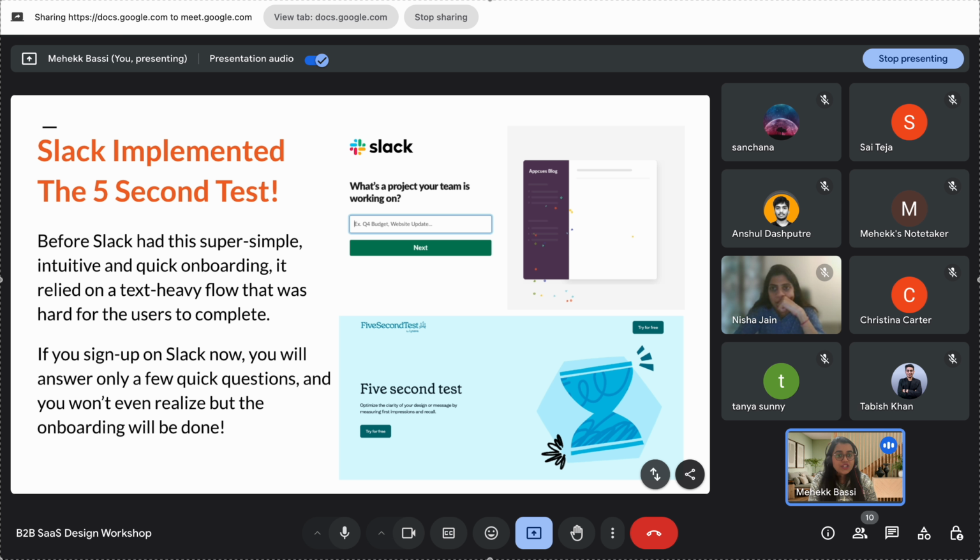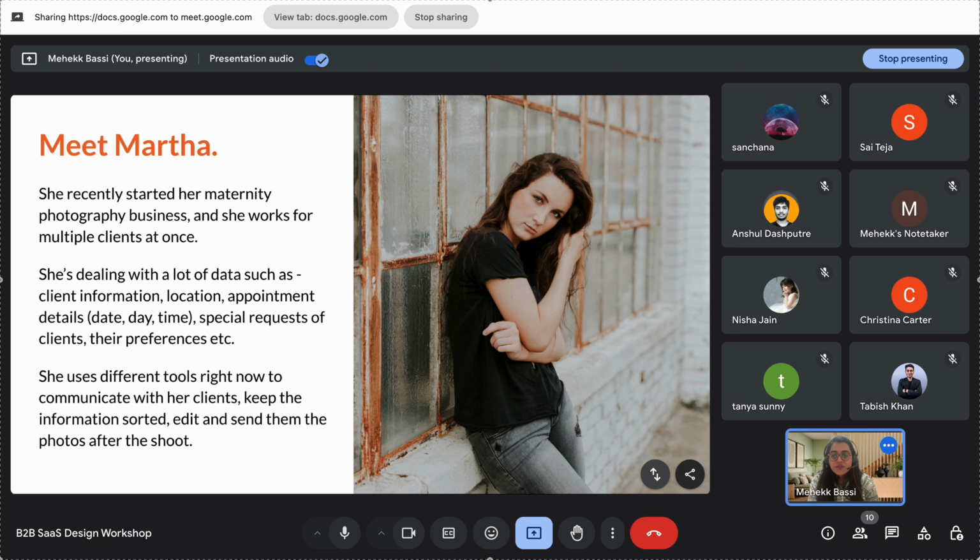She recently started her maternity photo shoot business, and she works for multiple clients at once. And she is dealing with a lot of data, like information of the clients, the location, appointments, details, special requests or their preferences. She is using different tools right now to communicate with her clients, to keep the information sorted, to edit the photographs, send them the photos after the shoot.